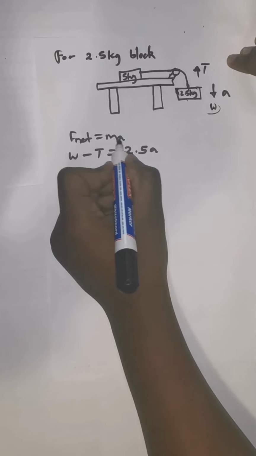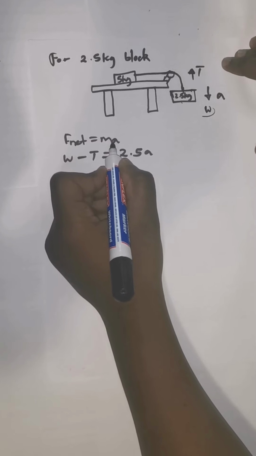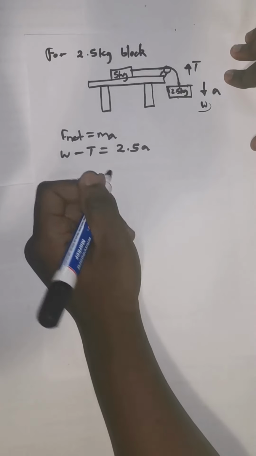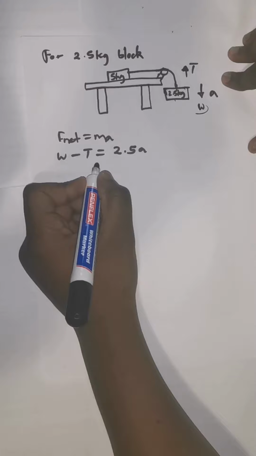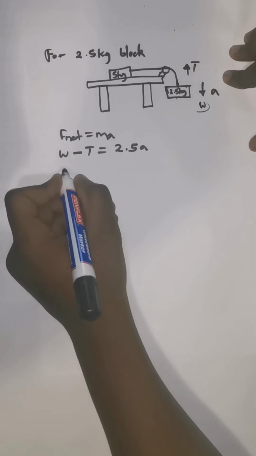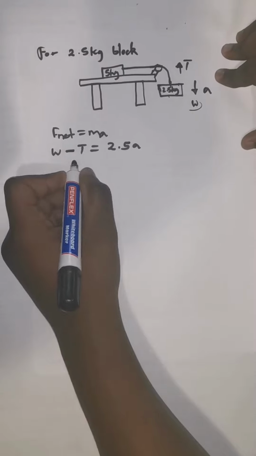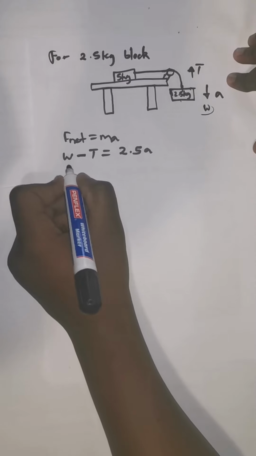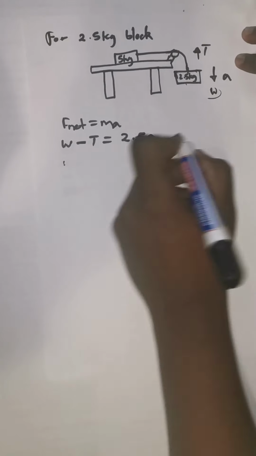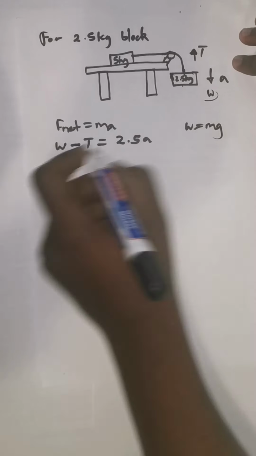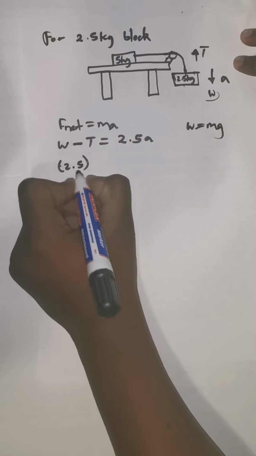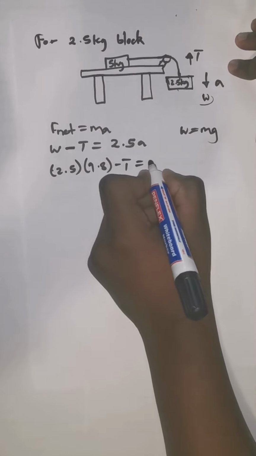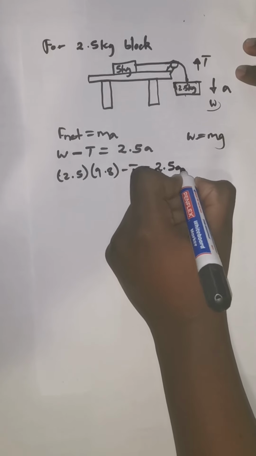this side, because remember, our acceleration is positive in this case, because we're saying that the 2.5 block is accelerating downwards, so it's a positive acceleration. A negative value for acceleration would be a case of deceleration, but never mind that. So okay, the weight is mg, the mass is 2.5 times 9.8 minus T is equal to 2.5a.